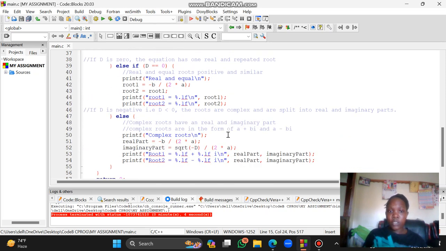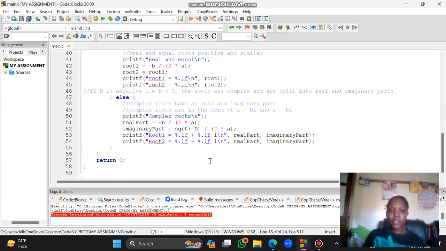So we continue. If D is negative, meaning D is less than 0, then the roots are complex. And hence, complex roots are split into real parts and imaginary parts, in the form of a plus bi and a minus bi. So here we print the complex roots, then we get the real part and the imaginary part, then we also print them. Then that's the end of our code. So let's run it and we see the results.